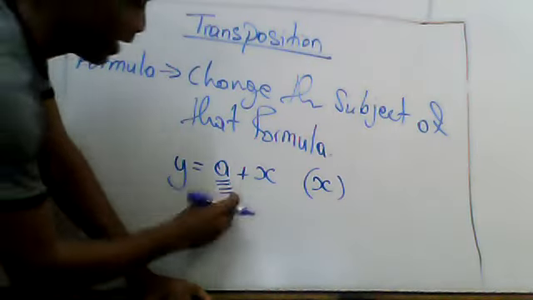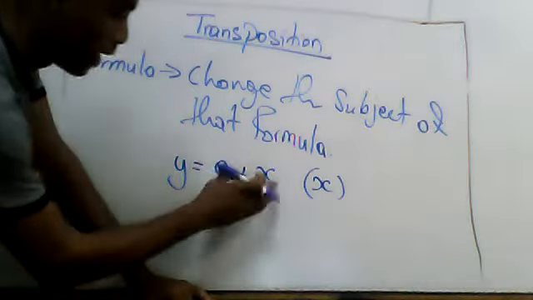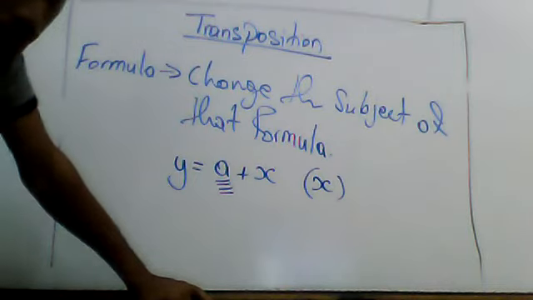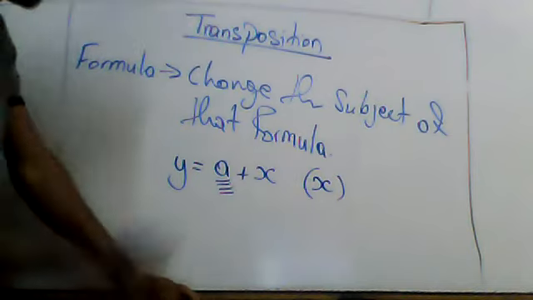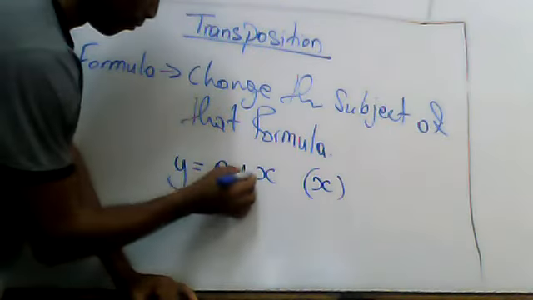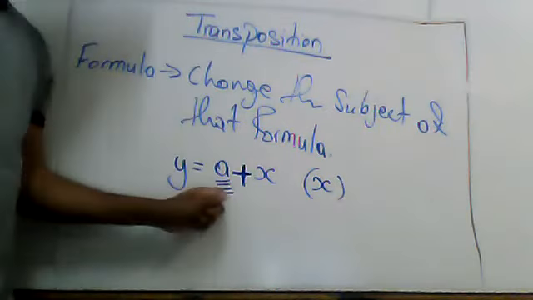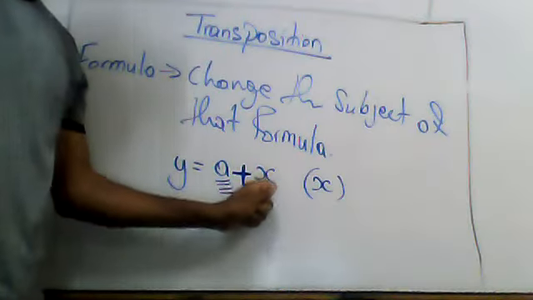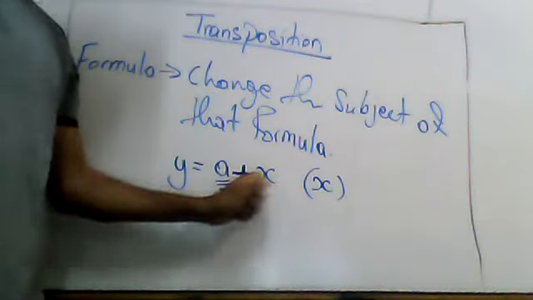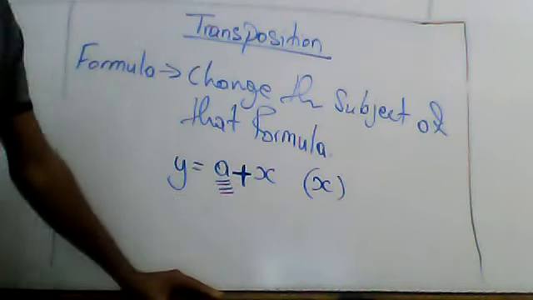Now, what is the a doing to the x right now? Or what is the relationship between x and the a right now? What are they doing? Plus. Yeah, they are adding to each other, right? So if we want to remove the a that is being added to x, remember, we only need x on this side. So what can we do to remove this a? What's the opposite of addition?